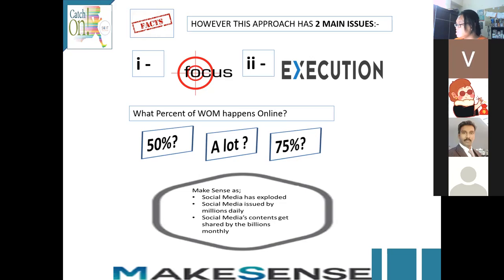So before we actually go into detail, maybe you can just guess this quietly, obviously, because this is an online session, not a face-to-face kind of thing. I believe at this point in time, you understand the concept of word of mouth. When you talk about offline, so now we're talking about online. So how many percent do you think word of mouth happens? What is the percentage of word of mouth happening online? 50%? 75%? A lot more maybe? So what percent of word of mouth do you think happens online?